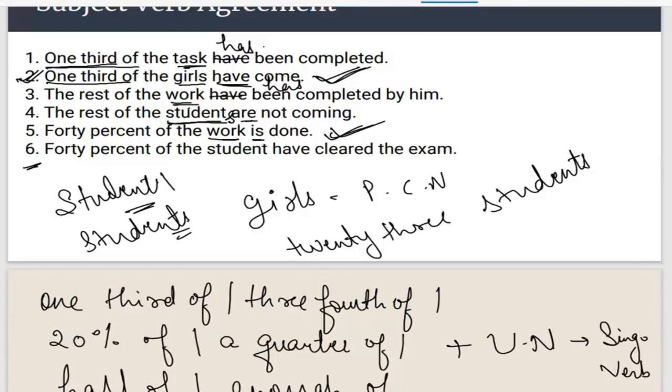Now let's talk about sentence number 6. 40% of the students have cleared the exam. Very good guys. Students will be used. It is similar to sentence number 4. After 40% of, when a countable noun is used, then that countable noun will always be plural. So we will be replacing student with students, and yes, with a plural countable noun, a plural verb is used. So you have given the right answer.